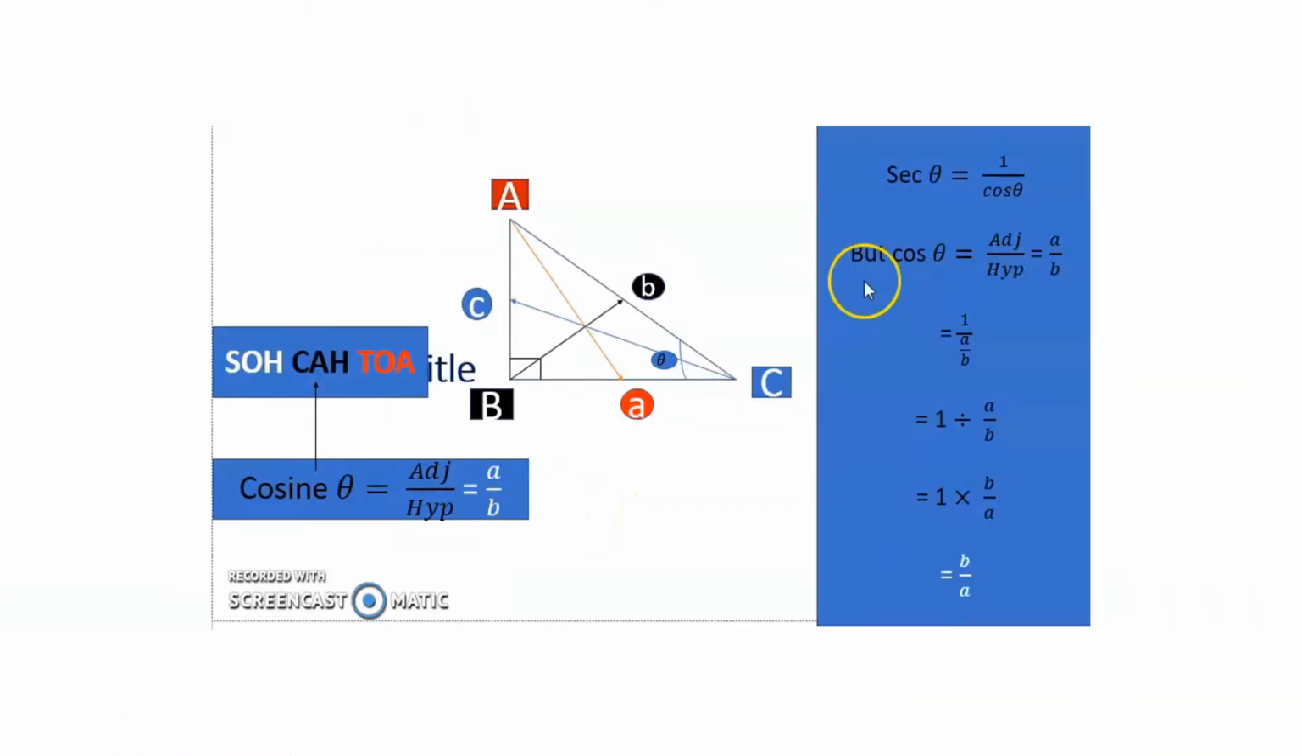Now look at this. We said secant theta is equal to the inverse of cos theta. Now we have gotten secant theta to be B over A. Our cosine theta is A over B. Have you seen that this value we have gotten is the inverse of this value? So the inverse of A over B is B over A. So we have established the fact that secant theta is equal to the inverse of cos theta.